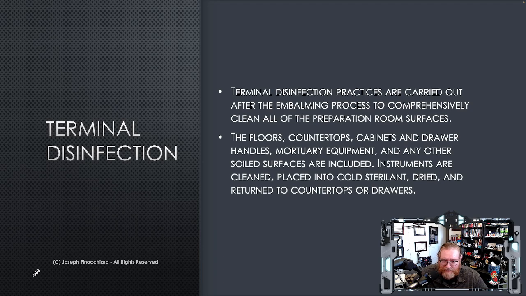Terminal disinfection practices are carried out after the embalming process to comprehensively clean up all of the preparation room surfaces. The floors, countertops, cabinets, drawer handles, etc. are included. Instruments are cleaned, placed in a cold sterilant, dried, and returned to countertops or drawers. Now, for some of you, this may be after every case because you have relatively low volume. For some of you, you terminally disinfect the embalming room at the end of the working shift.